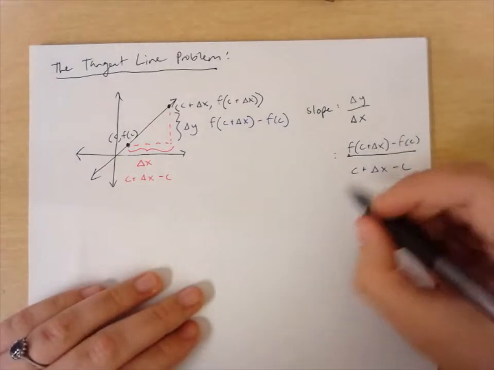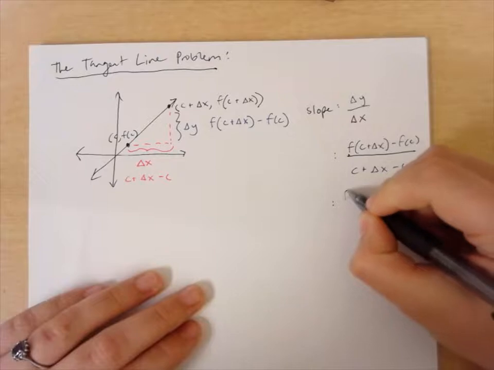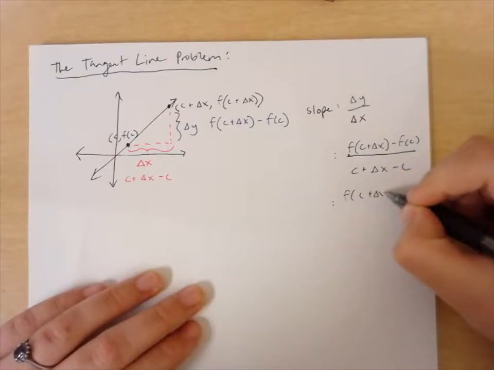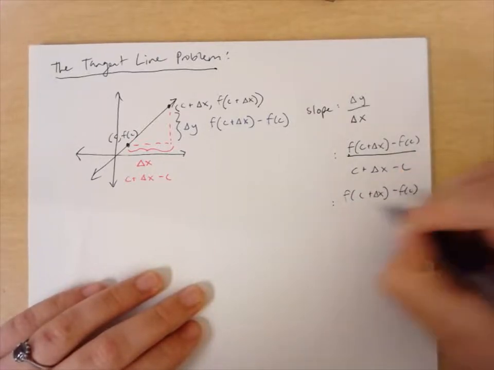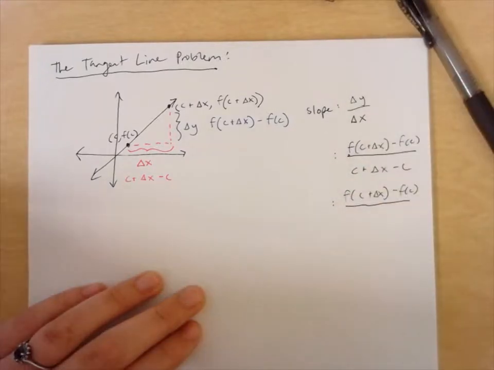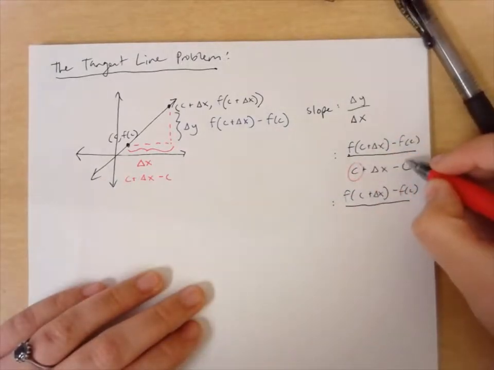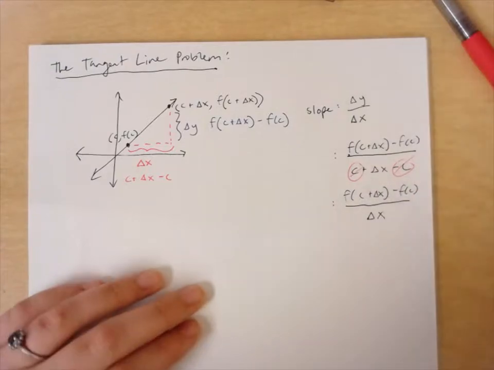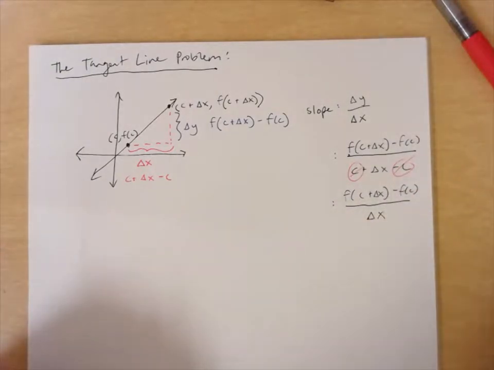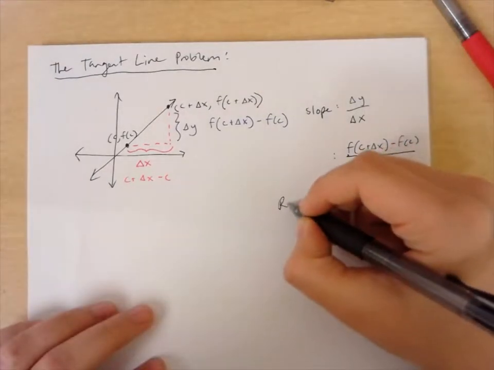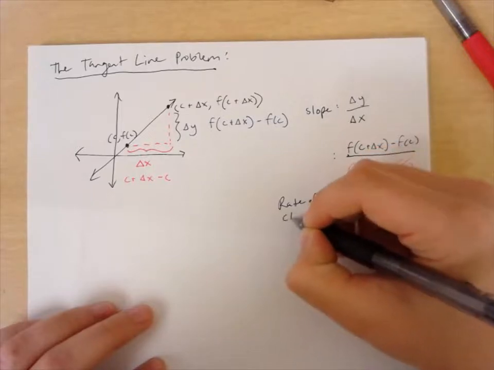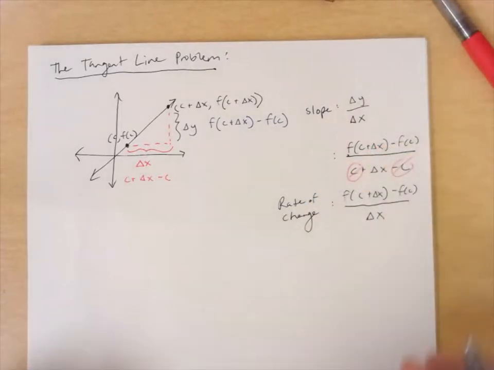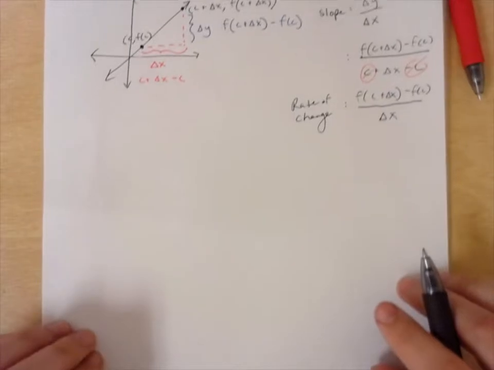And what we can do here is simplify. So we still have f of c plus change in x minus f of c all over, and you'll notice a c minus a c would cancel each other out, and we get all over change in x. And what we're going to define this as is the slope formula, or the rate of change. So let's label this rate of change. Alright, that's good to know.